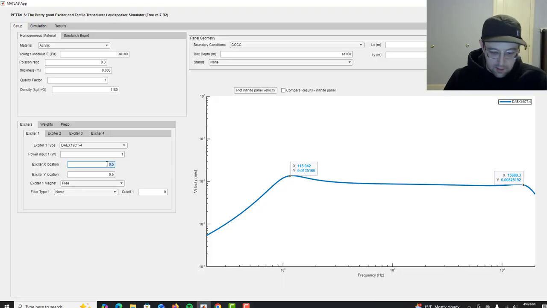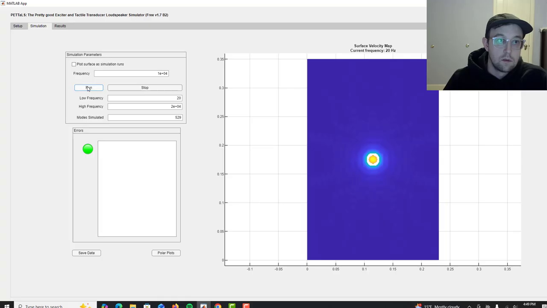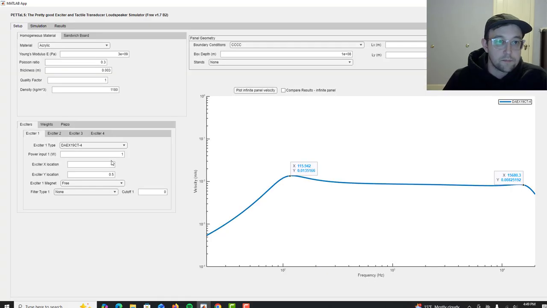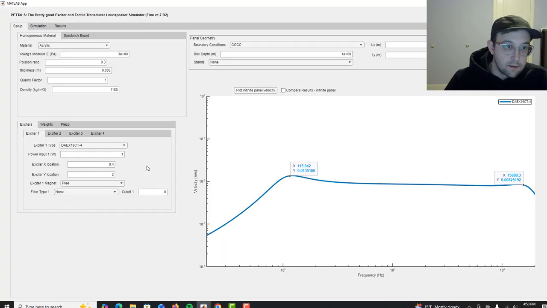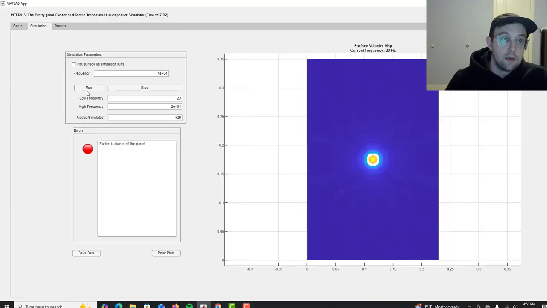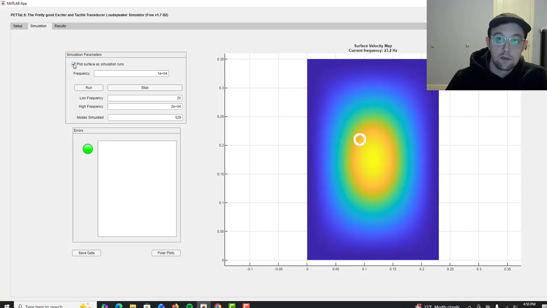So I think that the exciter locations have to be between 0 and 1. So yeah, exciter is placed off the panel. Yeah. So 0.4, and then let's set this one to 2. That should give me the same error. Yeah. Nothing new there. 0.4 and 0.6, let's say. Now the error should be fixed. Yep, and the exciter has moved, believe it or not. Stop.